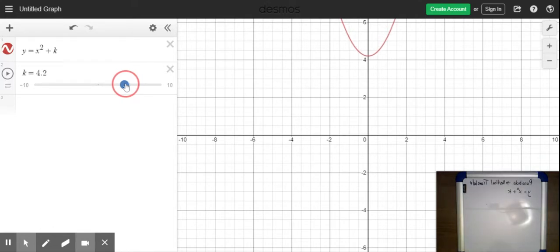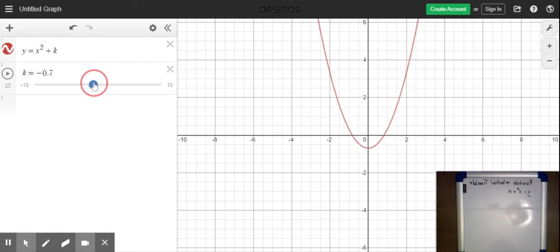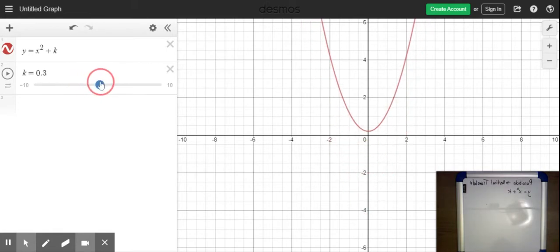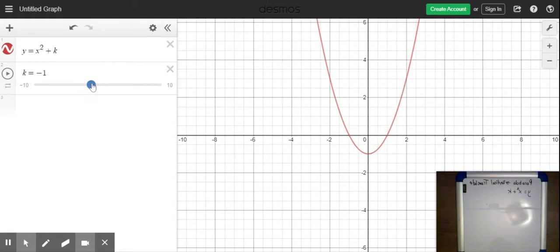What happens if I make it negative? Well, once again, the k value does not change the shape of the graph or the direction of opening. So if I make the k value negative, it just extends my parabola lower. So it looks like the parabola is kind of stretching downward, but really the whole thing is moving.